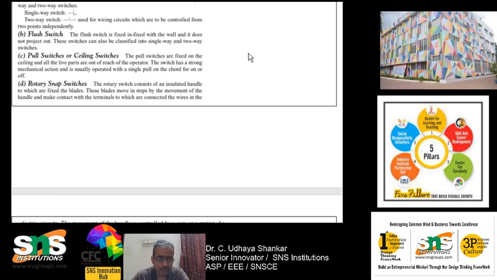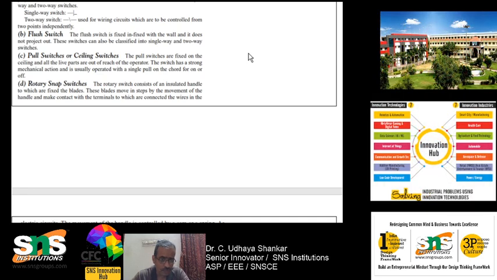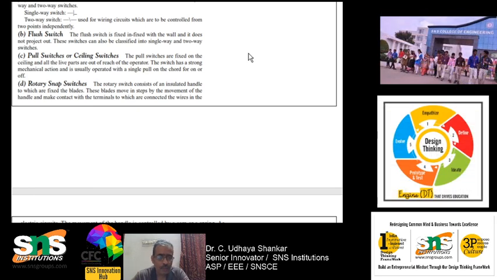So what do you mean by flush switch? A flush switch is fixed with the wall, and it does not project out. These switches are also classified as single way and two-way switches. And what do you mean by pull switches? Pull switches are also called ceiling switches.